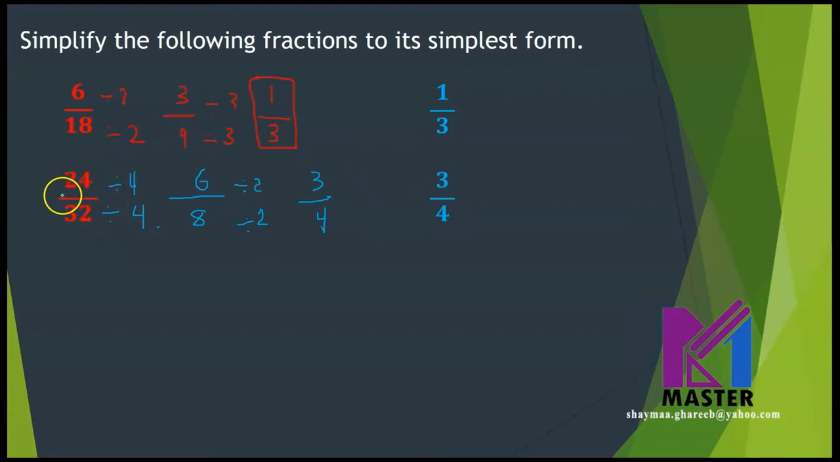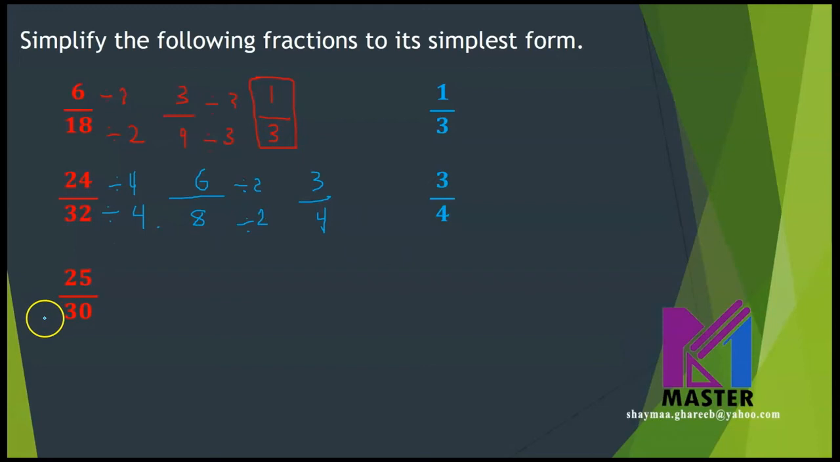I can get the simplest form in one step if I divided from the beginning by 8. If I divided by 8, 24 divided by 8 equals 3. 32 divided by 8 equals 4. So the division, it's up to you.